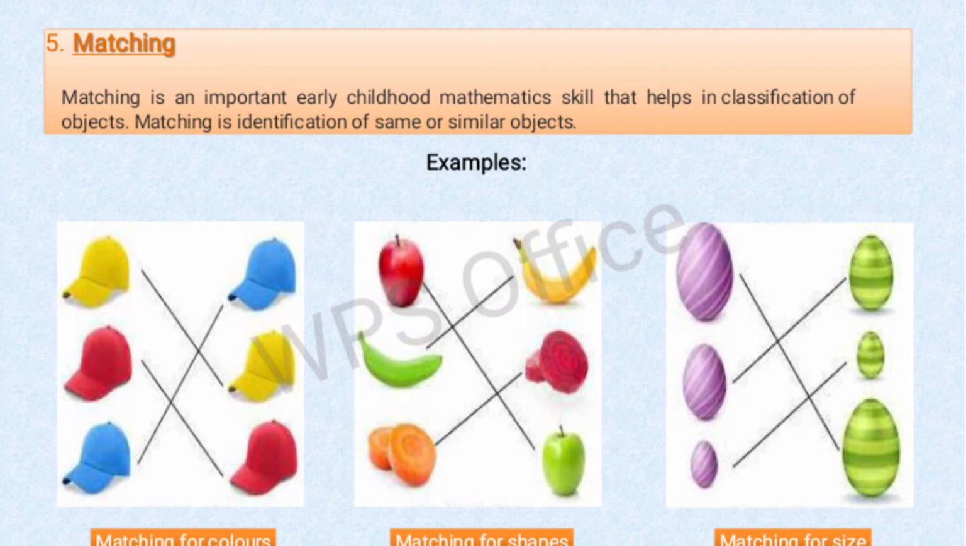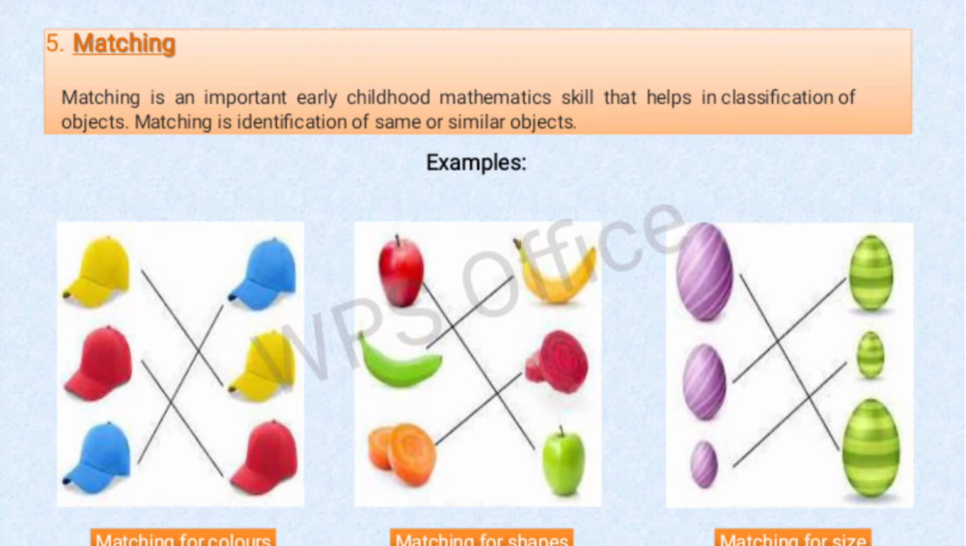Now let's move towards our fifth topic, that is matching. Matching is an important early childhood mathematics skill that helps in classification of objects. Matching is identification of same or similar objects. We can do color matching, object matching, or shapes matching. Let's see a few of the examples.